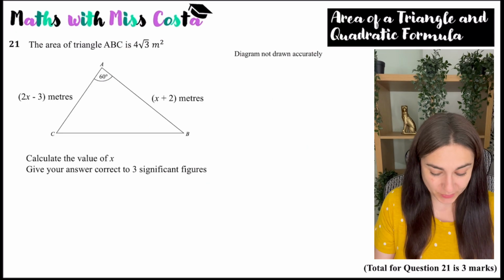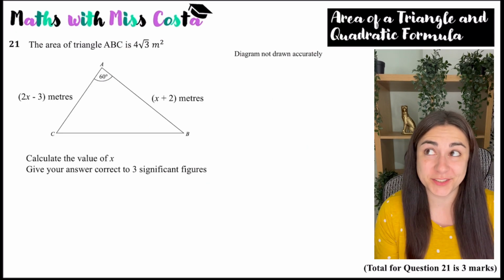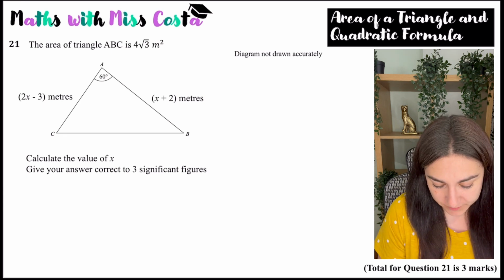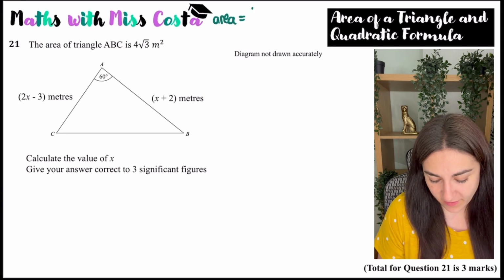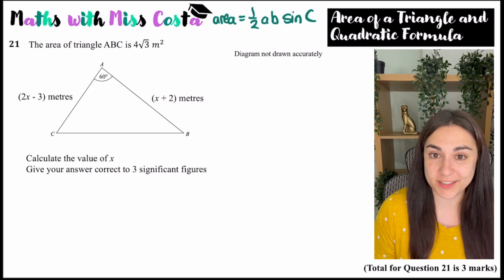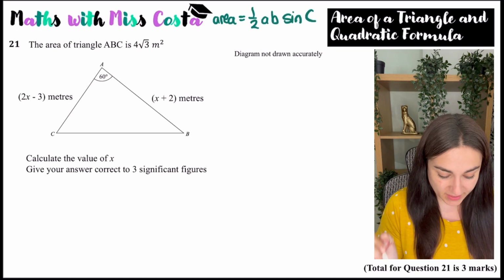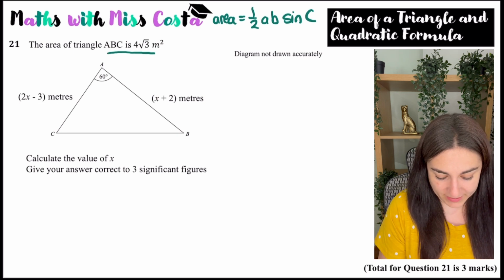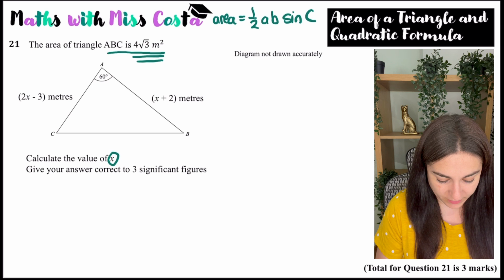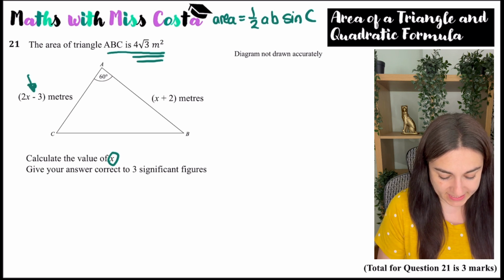Okay, so here you have been given a question that requires you to use the area of a triangle. Now, the area of a triangle is half AB sine C. It is given to you on the formula sheet, but you need to know how to use it. So I'm told that the area of triangle ABC is 4 root 3 meters squared, and I need to find the value of x, which is located here.